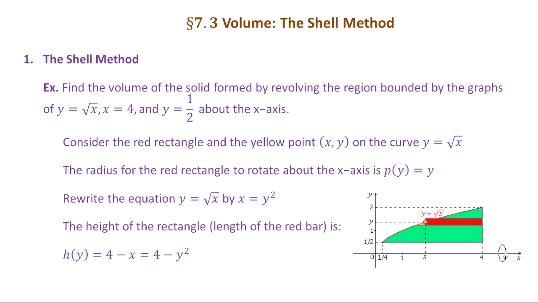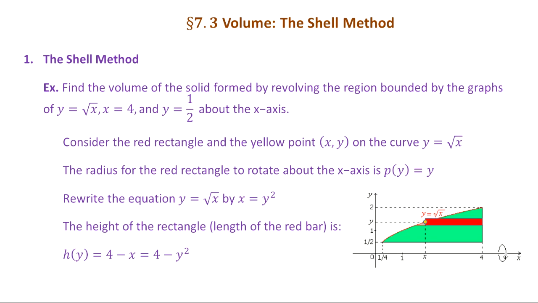So let's do another example. This one is pretty simple, I think. Find the volume of the solid formed by revolving the region bounded by the graphs of y equal to square root x, x equal to 4, and y equal to 1/2 about the x-axis. Okay, so you can see from the graph, the red curve on the top is y equal to square root x, x equal to 4 is the right border or boundary, and y equal to 1/2 is the lower boundary, about the x-axis.